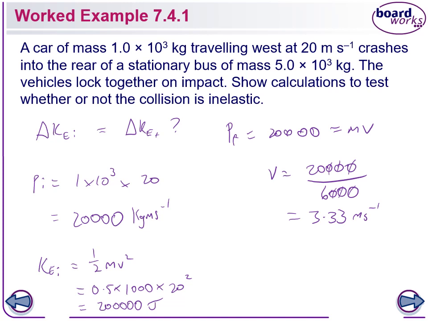After the collision, our kinetic energy final, so again, 1/2 mv squared. So 1/2 times the mass of both together, 6,000, multiplied by the speed squared. And that, I think, comes out to about 33,333, I think. Is that right? Oh, okay, thank you. 266? Well, 267 joules. So we have our initial kinetic energy and our final kinetic energy.